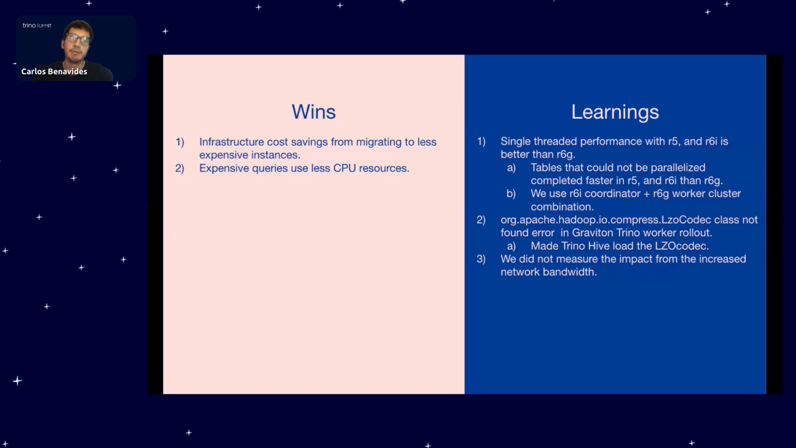Another issue that we found was that during production rollouts, a codec library was not available using the new R6G instance. So we had to make a manual code change to make the Trino Hive module load this missing class.